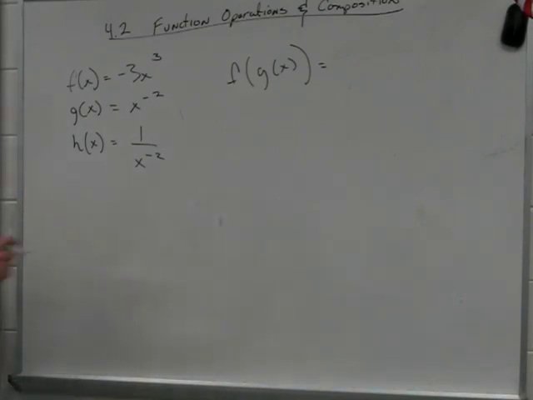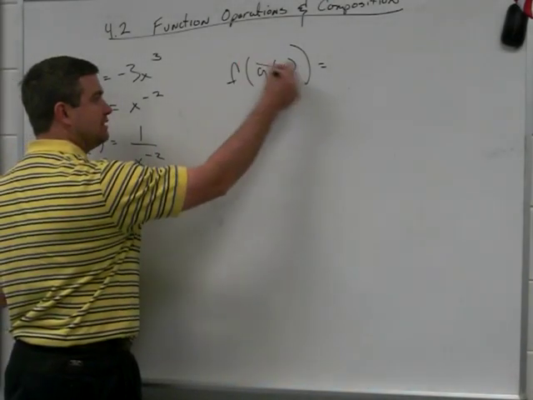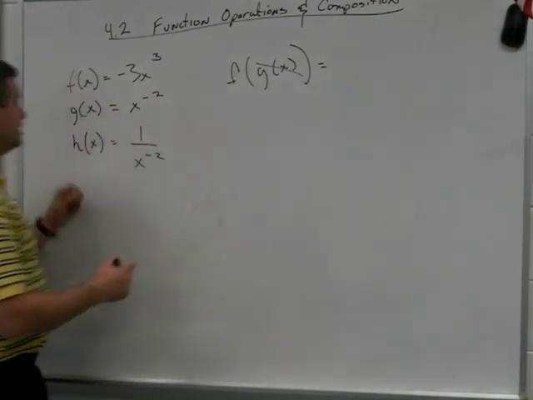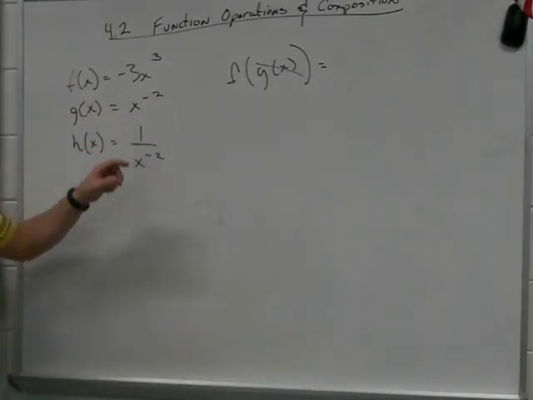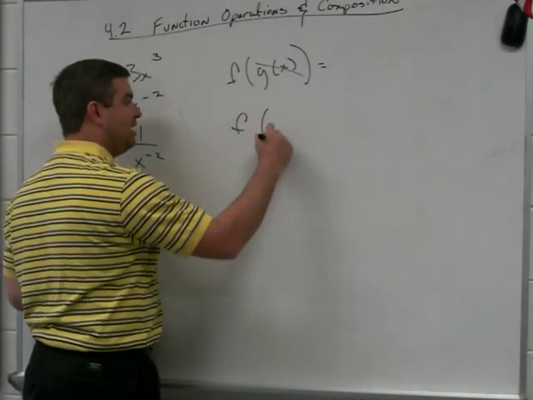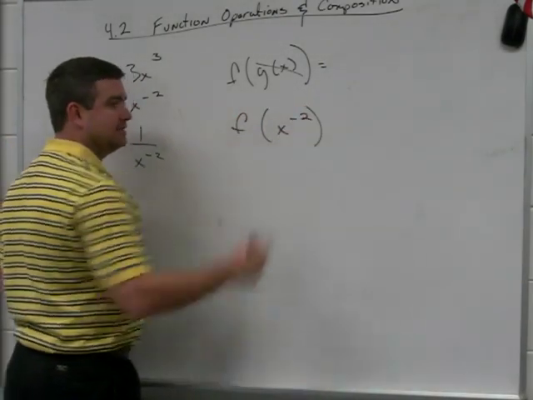Let's look at this. The first thing you're going to do is, instead of g of x, what does g of x equal? X to the negative 2. So we're going to say f of x to the negative 2.